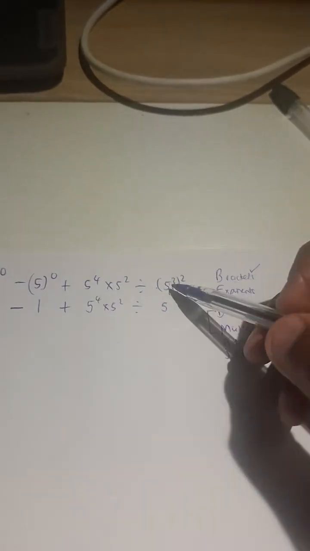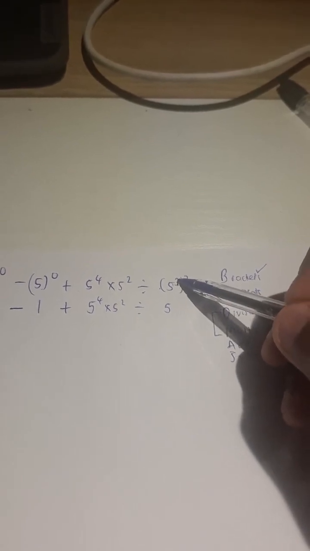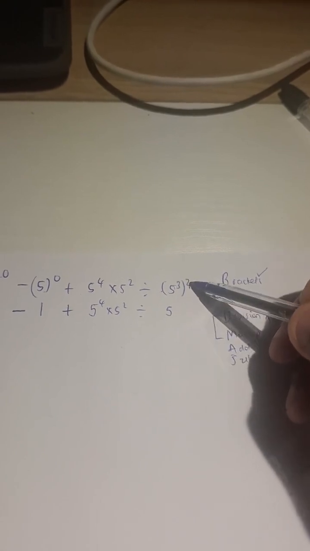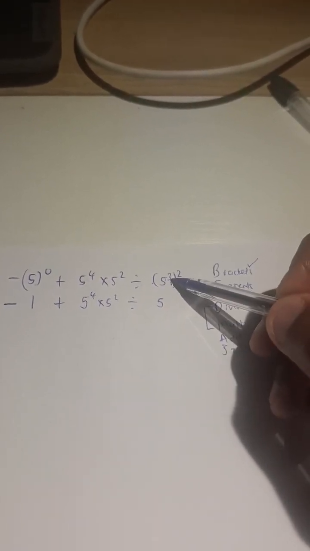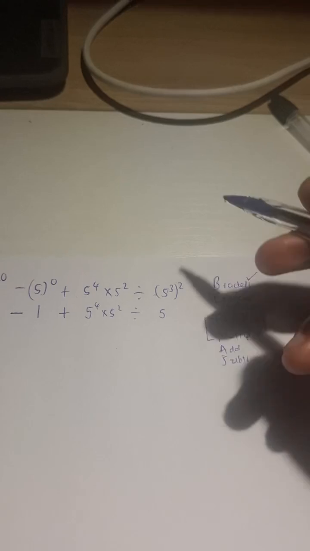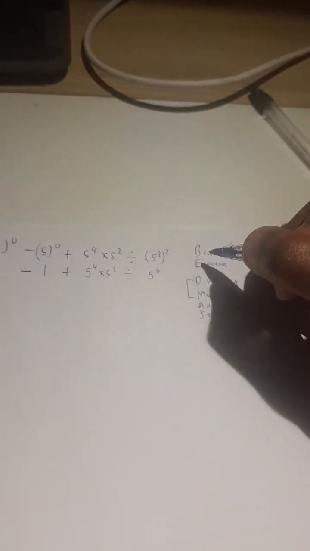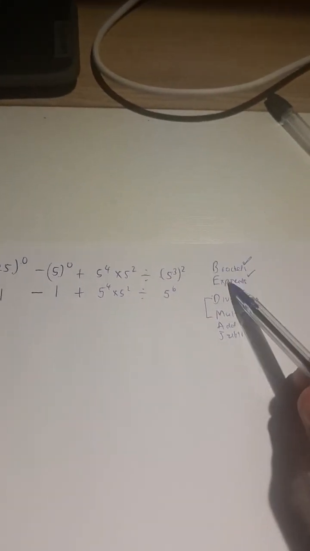5 to the power. Remember, the law of exponent says when a base is raised to an exponent and outside that bracket there's another exponent, what do we do to the exponents? 5 to the power 3, this becomes 3 times 2. So 3 times 2 is 6. Okay, so we've attended to the brackets together with the exponents.